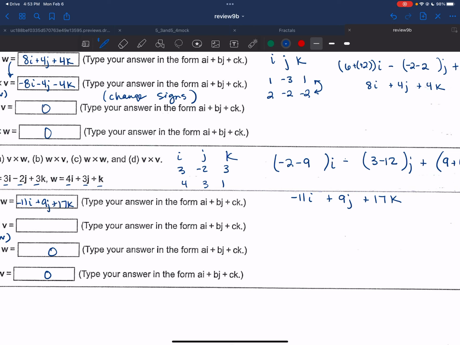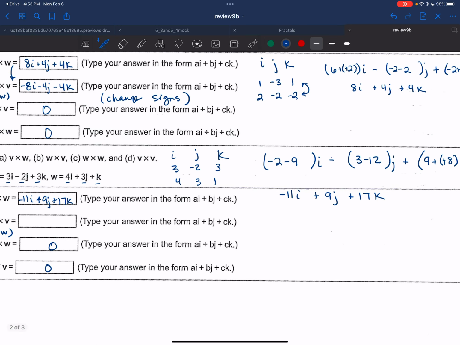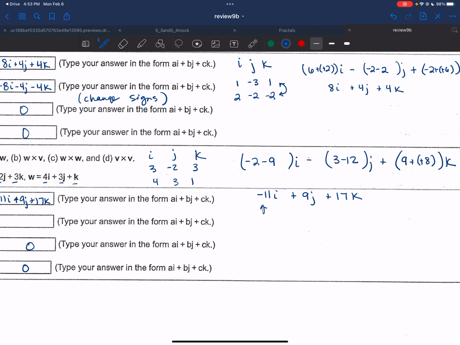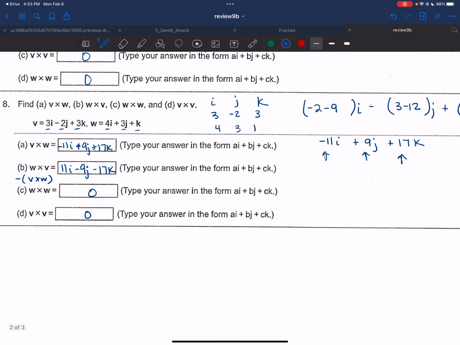And guys, this review is in Pearson, so if you want to run it with different numbers, you can. And then to do the next one, all I'm going to do is change all my signs. So that -11 becomes plus, so that's 11i minus 9j minus 17k. All right, so that's number 8.